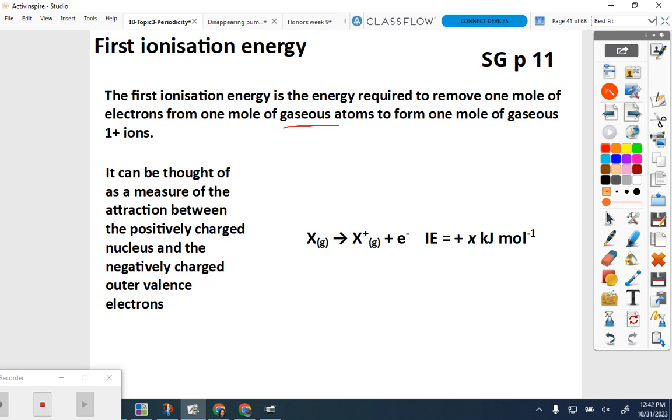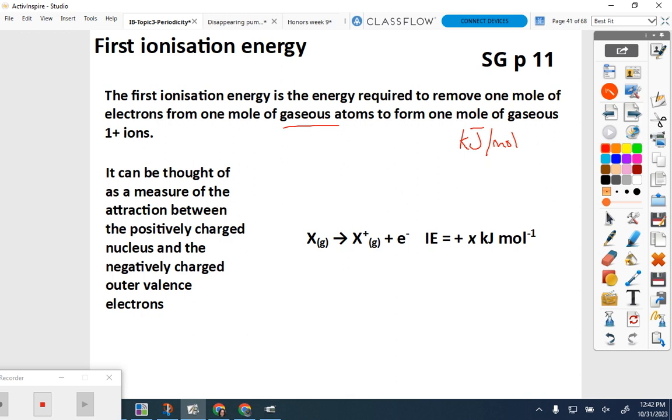The more technical definition is the energy required to remove 1 mole of electrons from 1 mole of gaseous atoms. Okay, so that's typically given in something like kilojoules per mole. So it's not just the energy required to remove 1 electron, it's the energy required to remove 1 electron each from a mole of atoms. Okay.